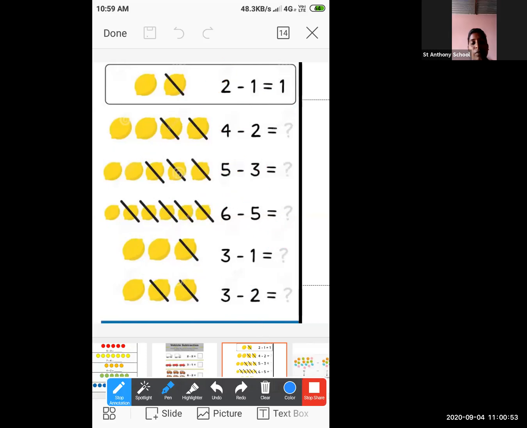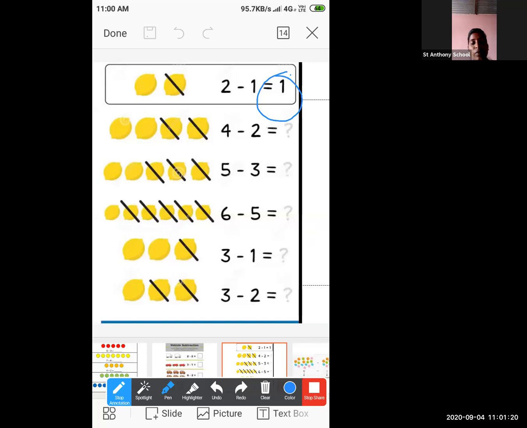Now, the first is already given to you: 2 minus 1 is equal to 1. It is already solved. Now, go to the next. 4 minus 2. 4 minus 2 is equal to 2.